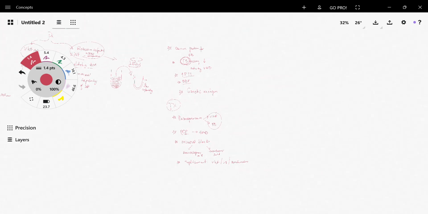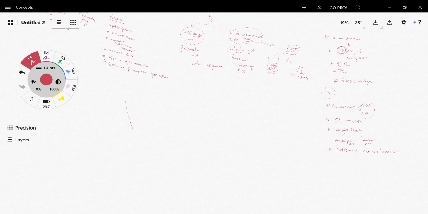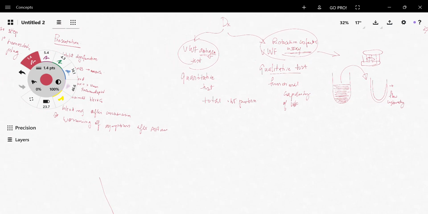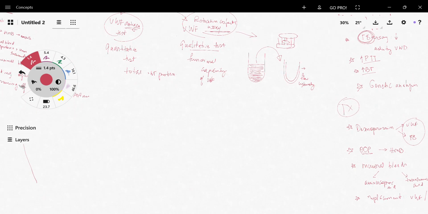So this is pretty much everything that is tested on the boards with respect to von Willebrand's disease. I hope you all have a good idea about how this shows up on the boards, and that you've gotten a clearer idea about the disease manifestation and pathogenesis itself.